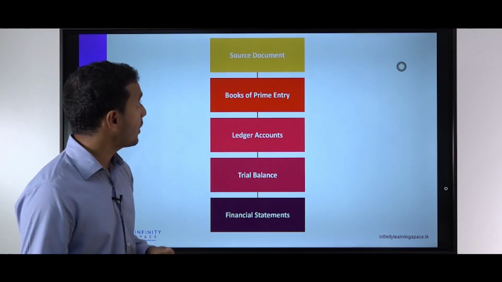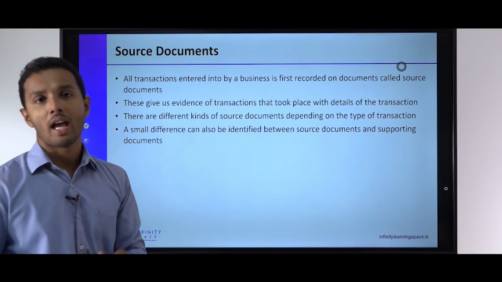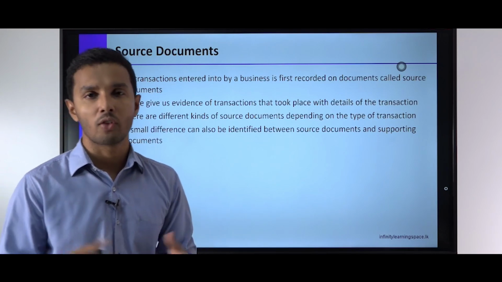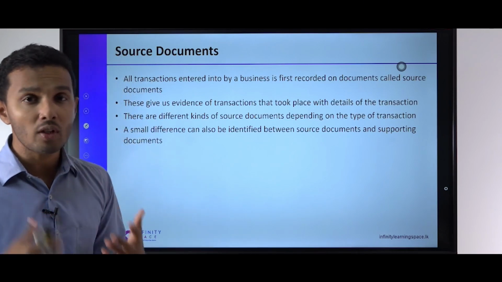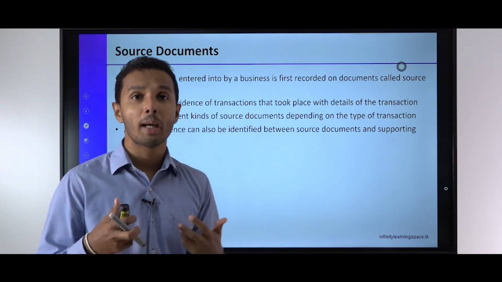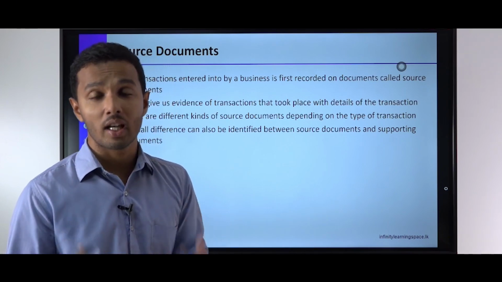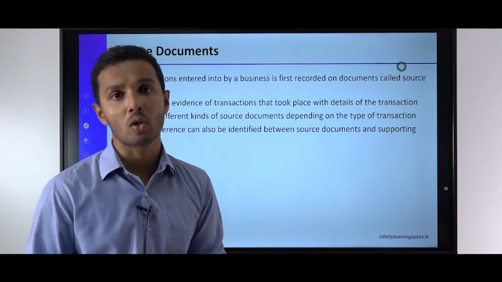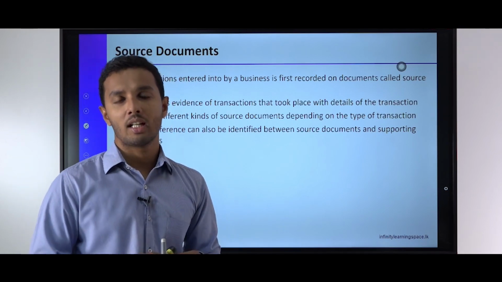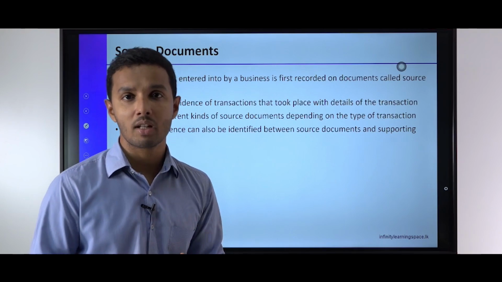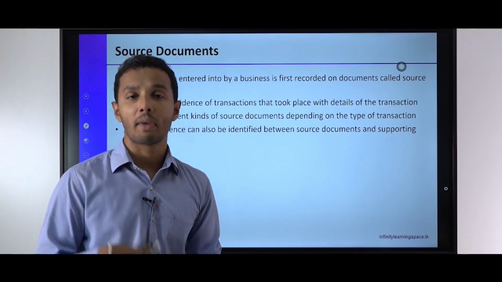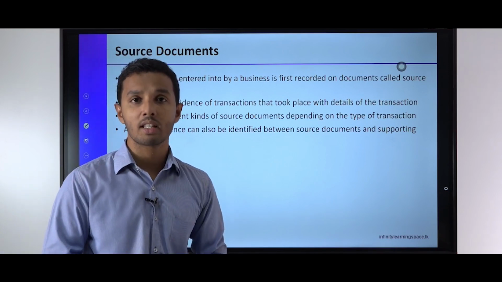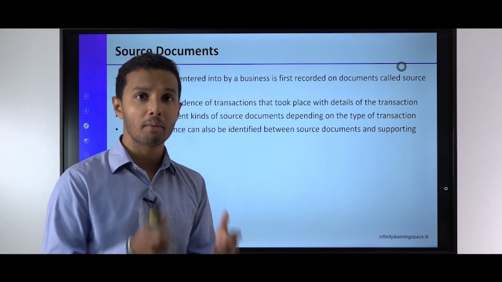Let's first look at source documents. To understand source documents, let's go back to our wooden furniture manufacturer example. That manufacturer has to buy wood, paint and nails, then hire workers and pay them salaries. And once the furniture is manufactured, it has to sell it to customers. Buying and paying for paint and wood, paying salaries to employees and finally selling the products to customers are all transactions entered into by that business.